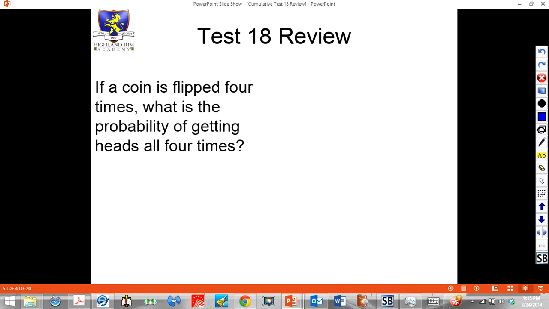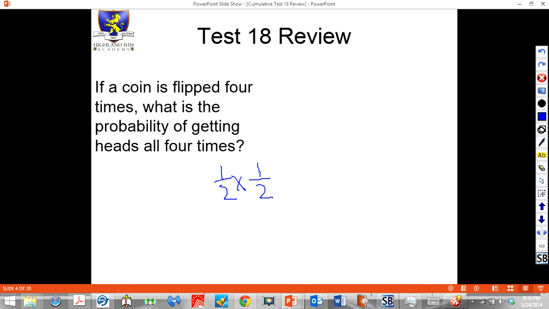We have a probability question. A coin is flipped 4 times. What's the probability of getting heads 4 times? Well, the first time you flip it, it's 1 out of 2. The second time you flip it, it's 1 out of 2. So if you want to get heads 2 times, it's 1 out of 2 times 1 out of 2. So you see the probability of getting heads 2 times in a row is 1/2 times 1/2, or 1/4.